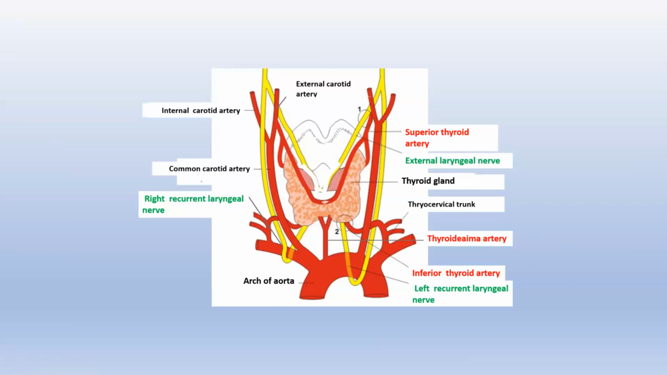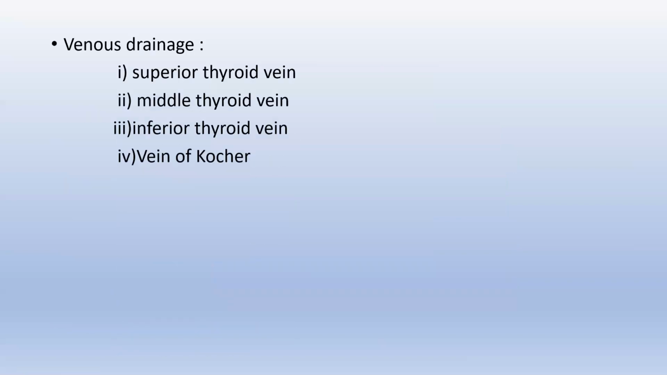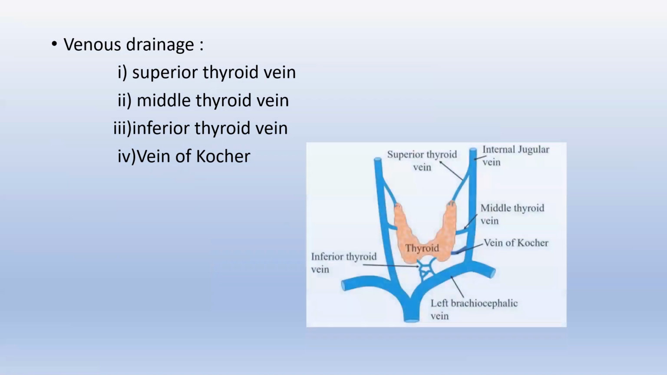And accessory thyroid arteries may be branched from tracheal and esophageal arteries. Hope you understood the arterial supply. Let me switch over to venous drainage. Four veins are draining from the thyroid. One will be the superior thyroid vein, second the middle thyroid vein, third the inferior thyroid vein, and fourth the vein of the thyroid or vein of Kocher. So we'll see it.